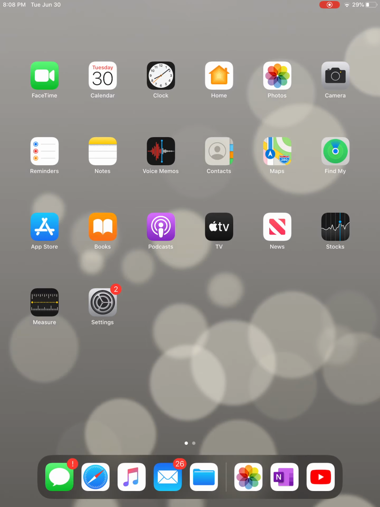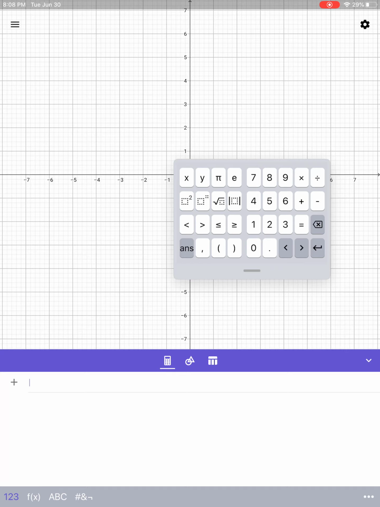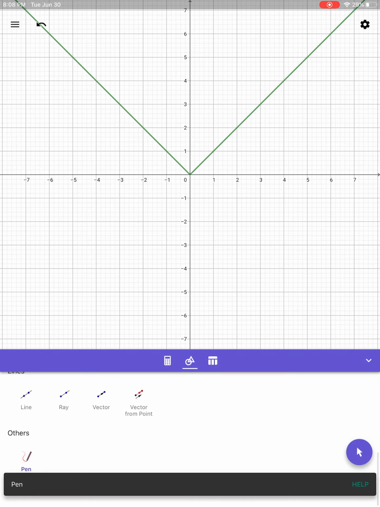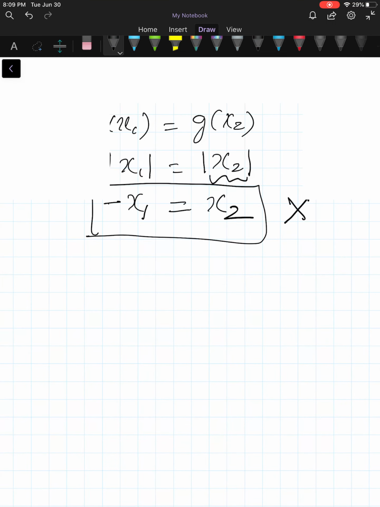You can check that using the graph also, by plotting the graph. So y is equal to the absolute value of x. Okay, so you can see how the graph looks. And if I draw a horizontal line, it is touching the graph at two points, this point and this point. Therefore this definitely is not a one-to-one function.